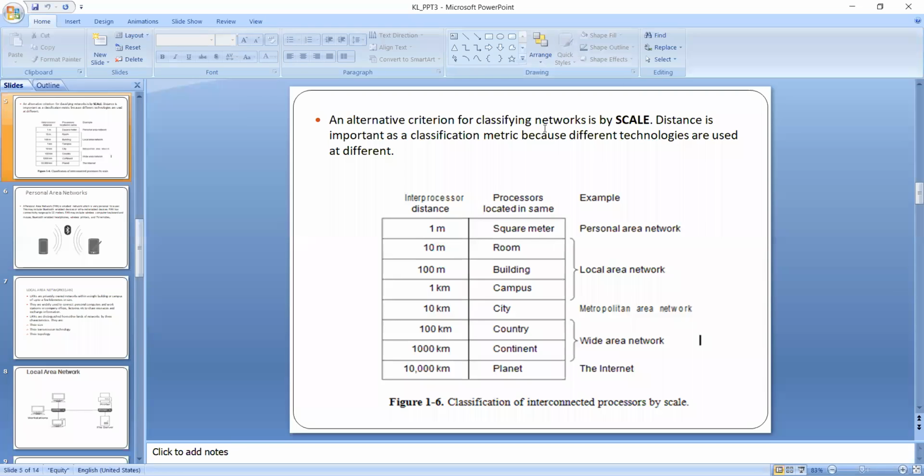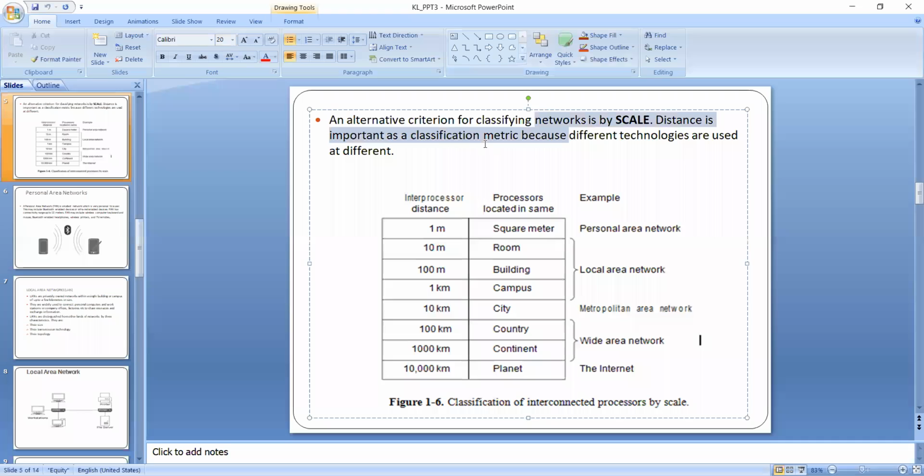So here the network classification is done on the basis of two categories. First one, transmission technology, and second one, the scale. So first look at the scale: inter-processor distance, and second, processors located in the same, and example. We will discuss one by one.